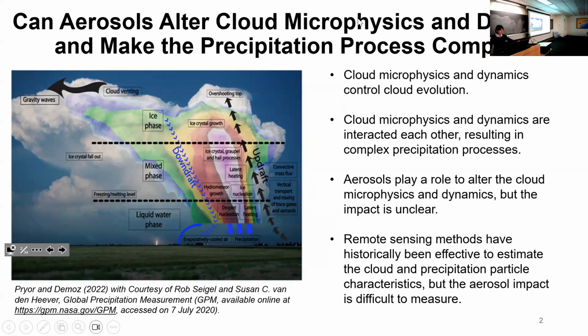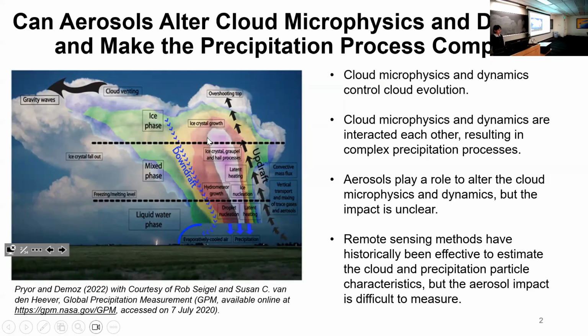For example, updraft controls the particle size distribution, not only the raindrop size distribution, but also the ice nucleation, graupel size distribution, and the ice crystals near the cloud top. These also influence vertical air motion through loading, latent heating, or radiative forcing. In addition, aerosols play an important role in modulating these processes, but the impact is still unclear.